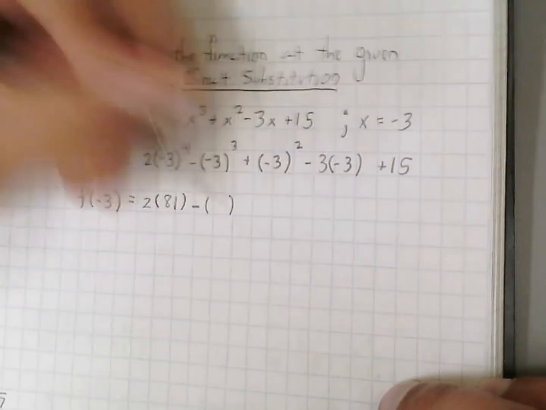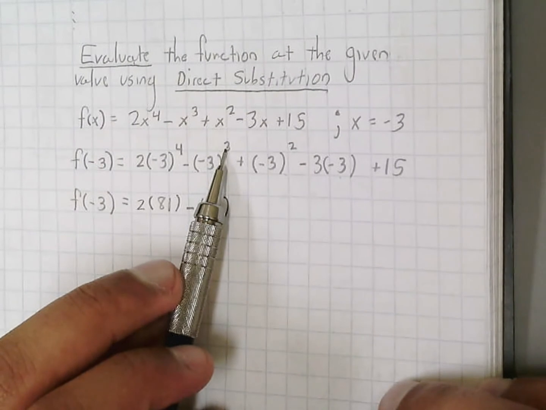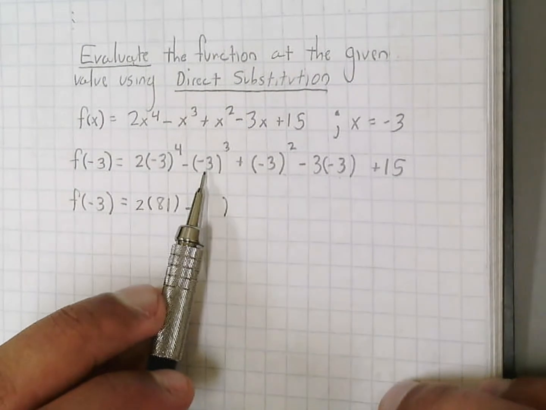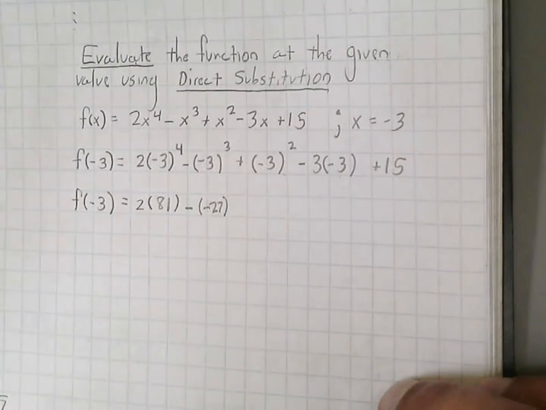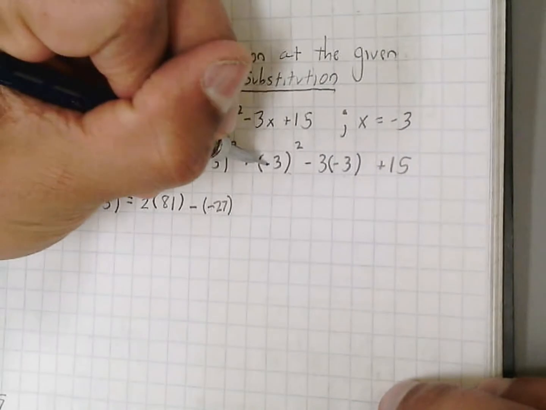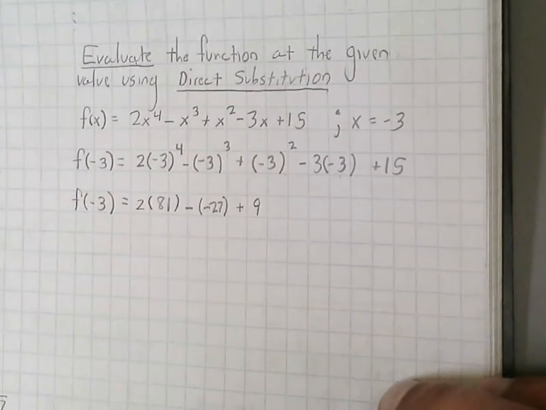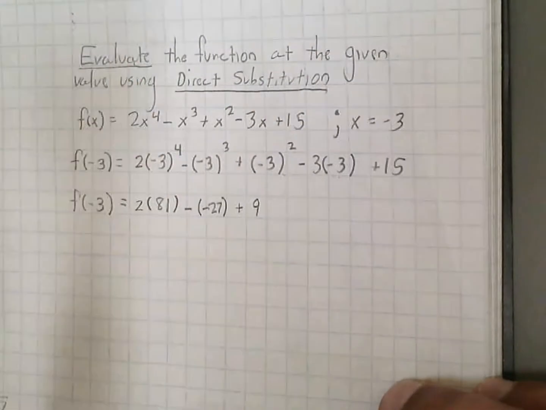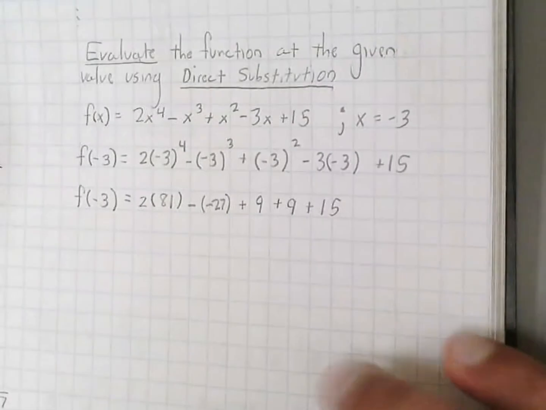Minus, now a negative to an odd exponent is going to be a negative number. -3 times -3 times -3 is -27. Then we've got a negative raised to an even power again, that's positive, so +9. -3 times -3 is +9. Bring down that 15.